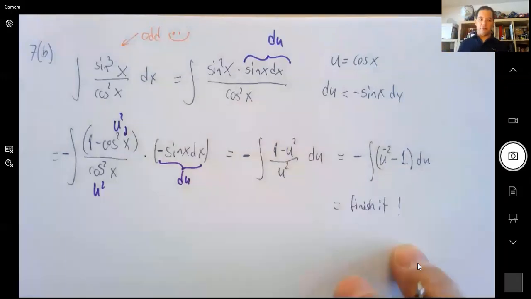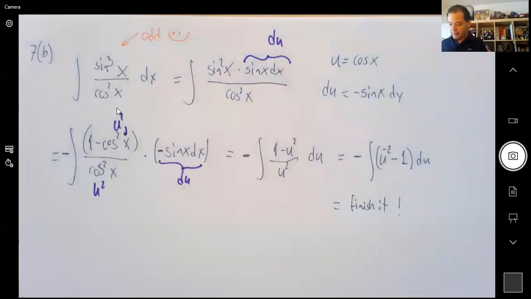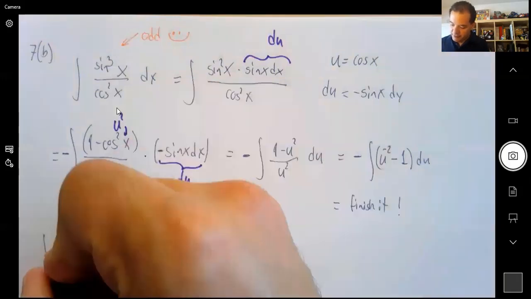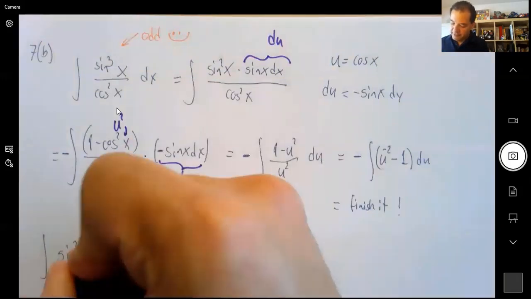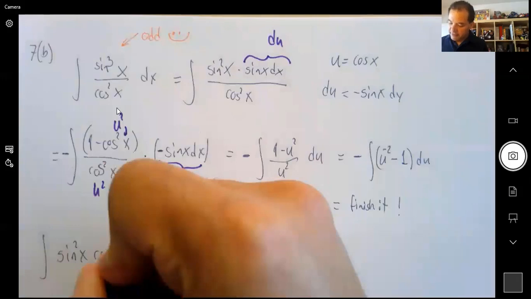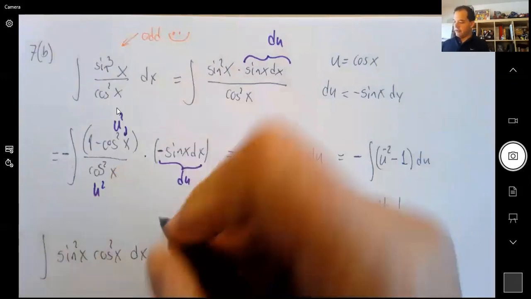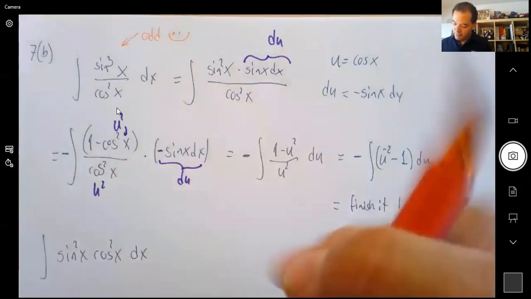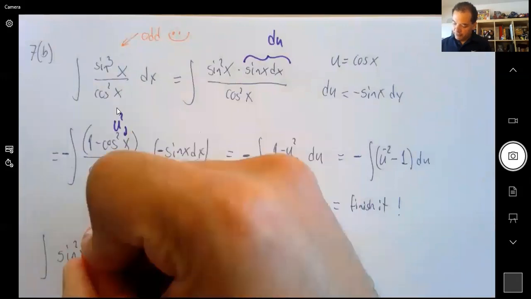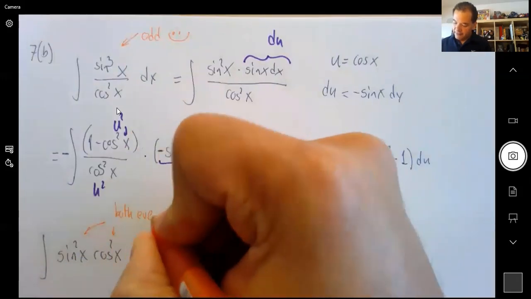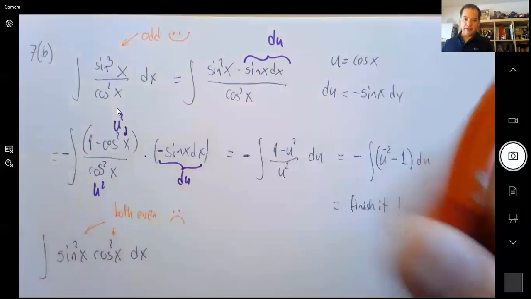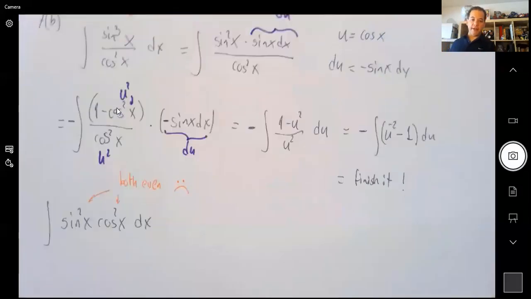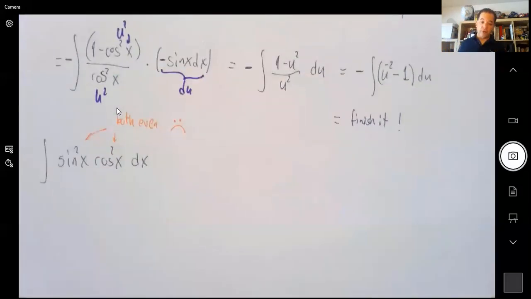Okay, we'll leave it there so we can do more, okay? So that's if you have an odd one. If you don't have an odd one, like the other one we had, I believe was sine square x cosine square x, if both are even, so here both even, and that's bad.